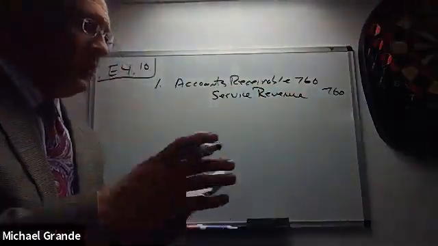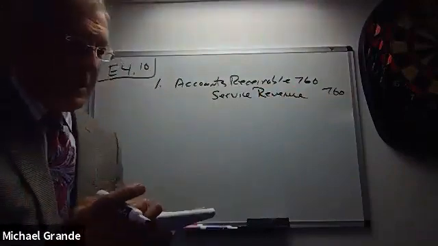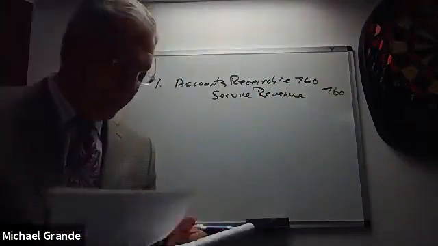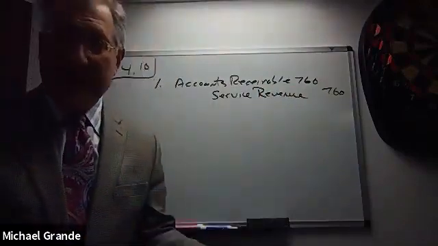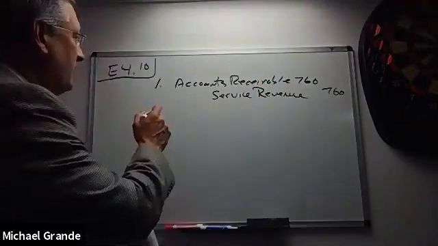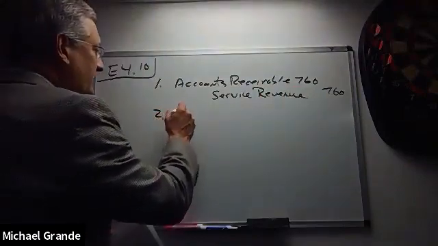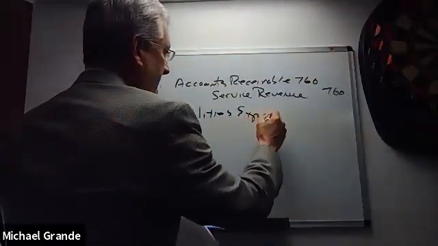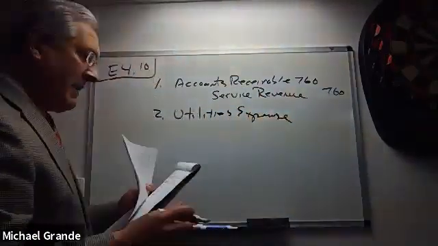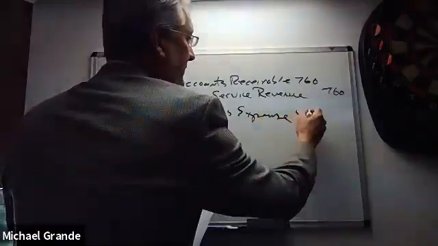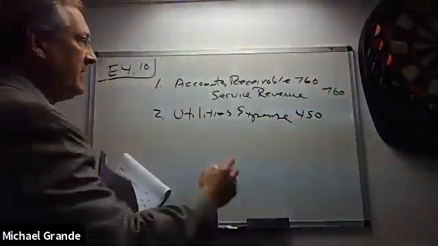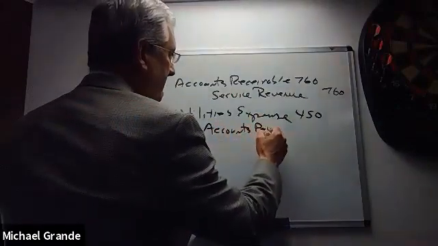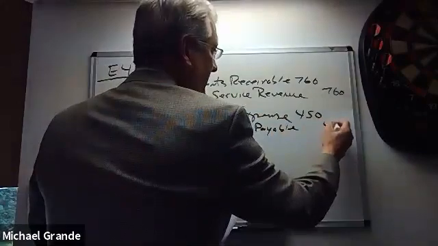The second entry is utility expenses incurred but not paid prior to January 31st were $450. So they have incurred an expense but have not paid for it yet. So the second entry here is a debit to utilities expense in the amount of $450. That's a debit to increase that expense. And a credit to accounts payable, $450.